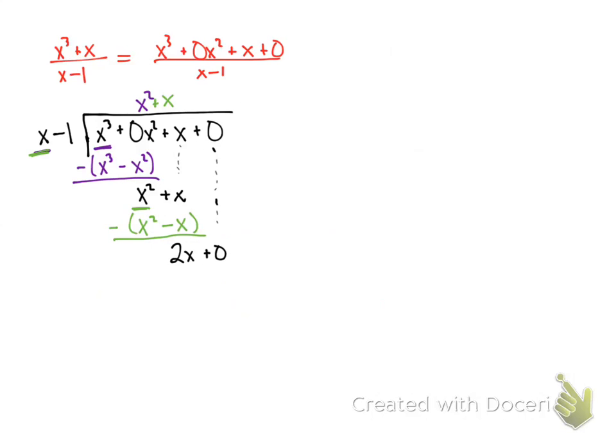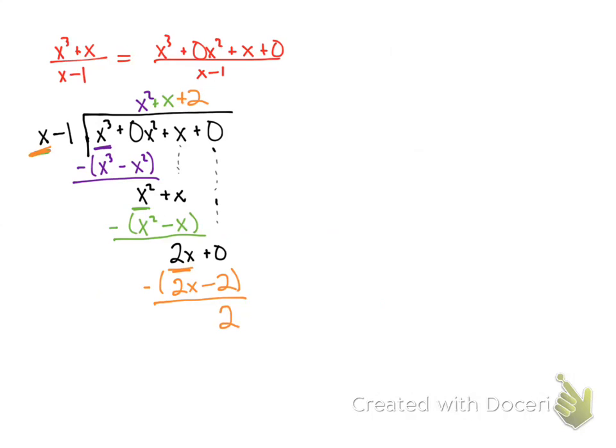And then I look at the first part of each, x and 2x. X times what would equal 2x? X times 2 would equal 2x. So I now multiply 2 times everything to the left, and I get 2 times x minus 2 times 1, 2x minus 2. And then subtract: 2x minus 2x is nothing, 0 minus negative 2 is 2.